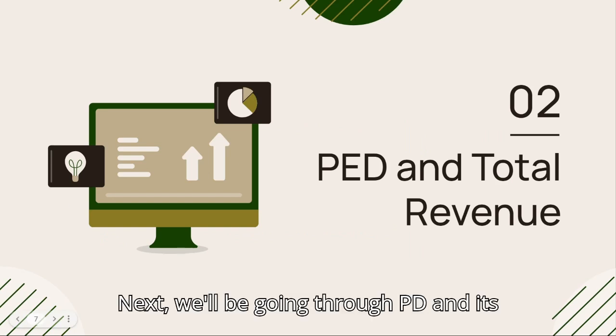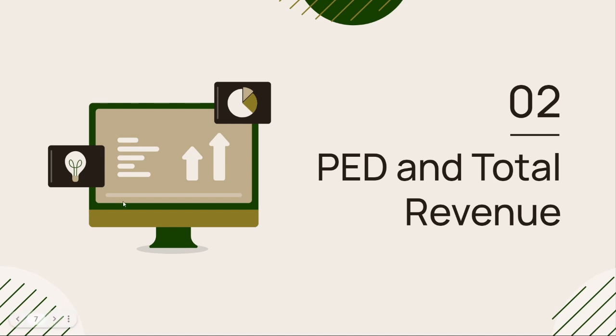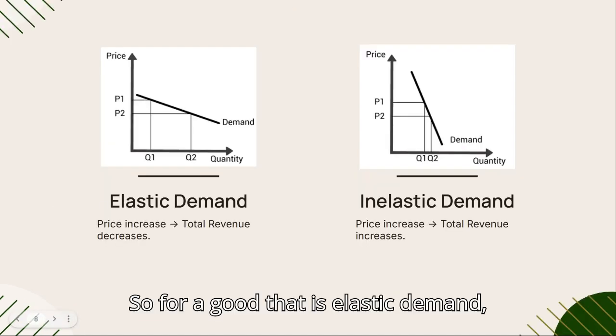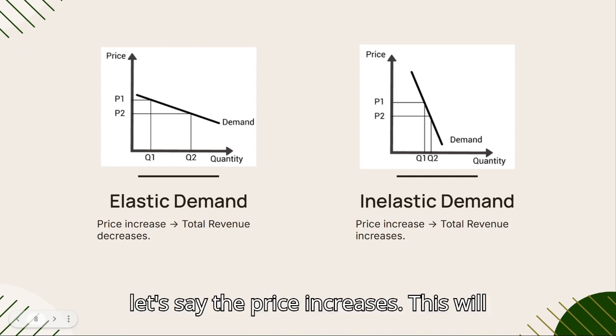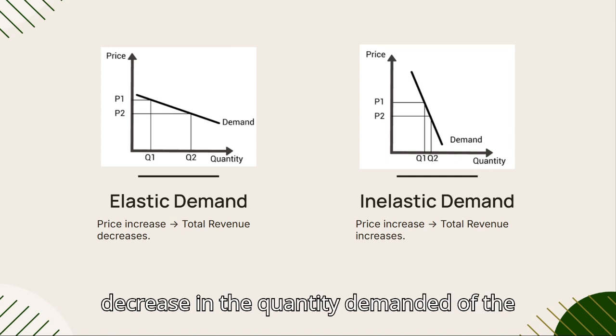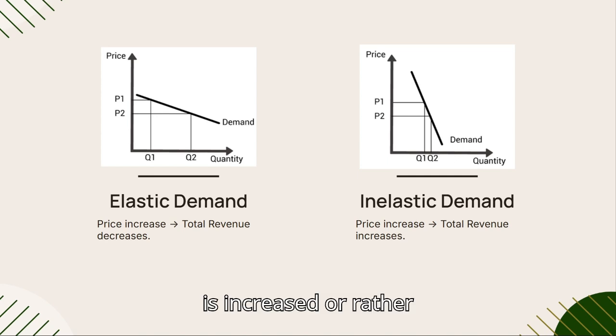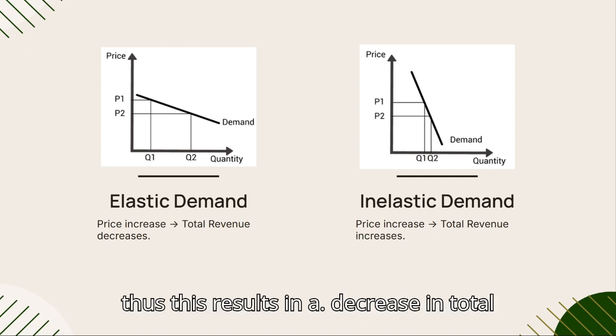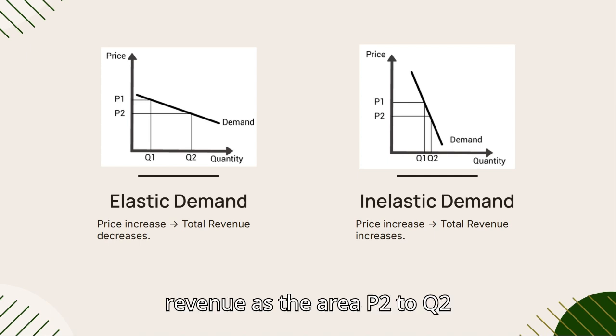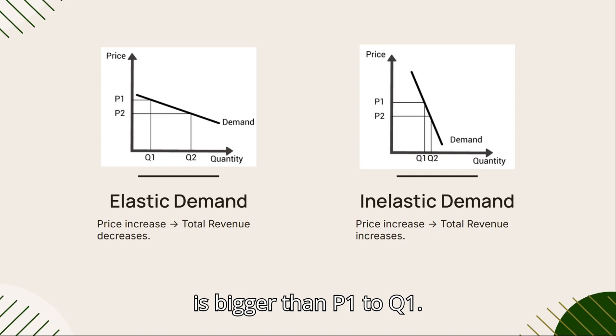Next, we'll be going through PED and its impact on total revenue. So for a good that has elastic demand, let's say the price increases. This will result in a more than proportionate decrease in the quantity demanded of the good. As you can see, when P2 is increased to P1, Q2 drops to Q1, and thus this results in a decrease in total revenue, as the area P2 to Q2 is bigger than P1 to Q1.